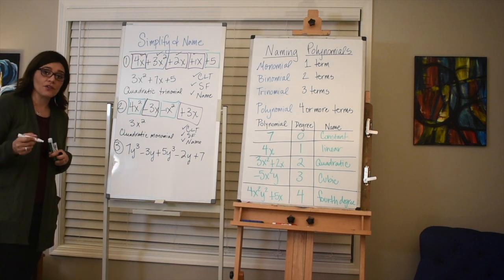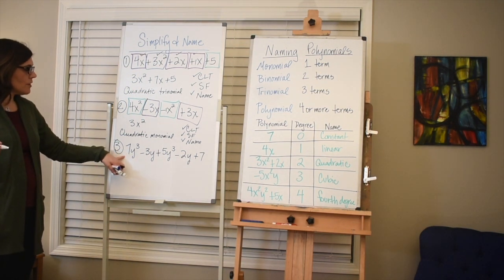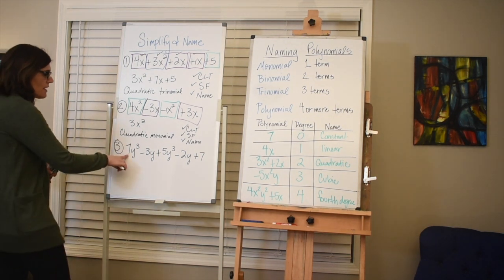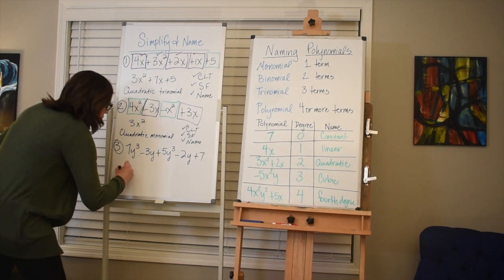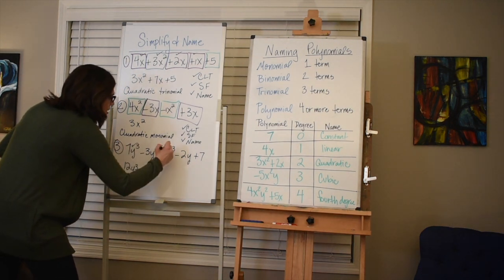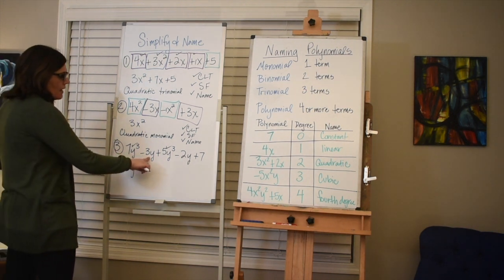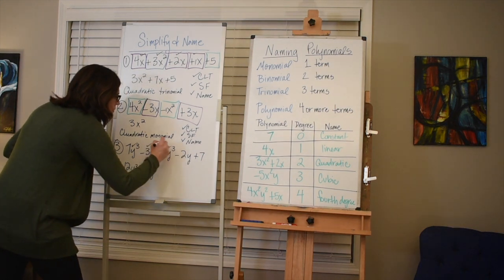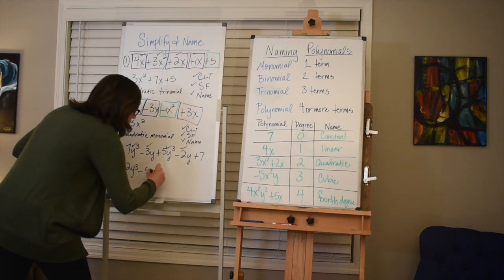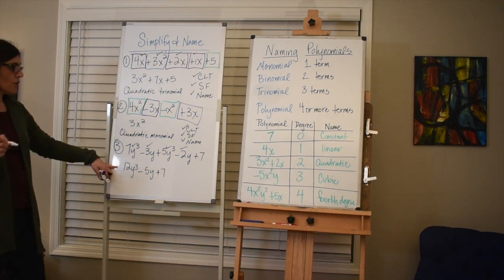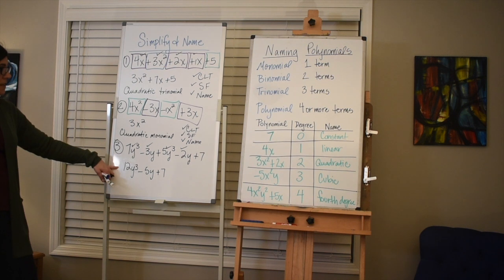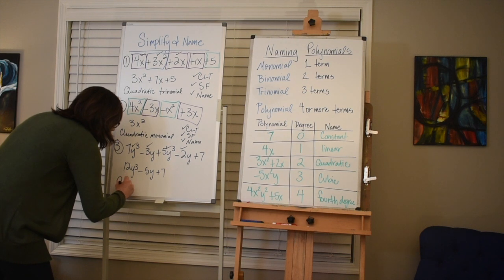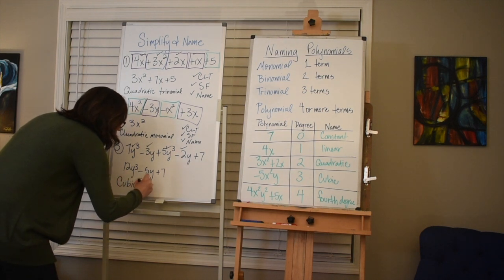I'm going to do the last one without color coding. Got 7y to the third. Do I have any other to the third type of terms here? Yes, I do. I have 7 and a positive 5, which gives me 12y to the third. Check those off. And I've got negative 3y, negative 2y, which gives me negative 5y. Check those off. Plus 7. Have I combined all like terms? Yes, I have. Is it in standard form? Yes, it is. And if I were to name this, it would be a cubic trinomial.